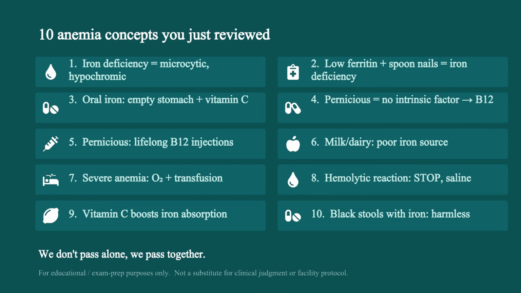Milk and dairy are poor iron sources. Severe anemia needs oxygen and a transfusion. For a hemolytic reaction, stop the transfusion and run saline. Vitamin C boosts iron absorption, and black stools with iron are harmless.